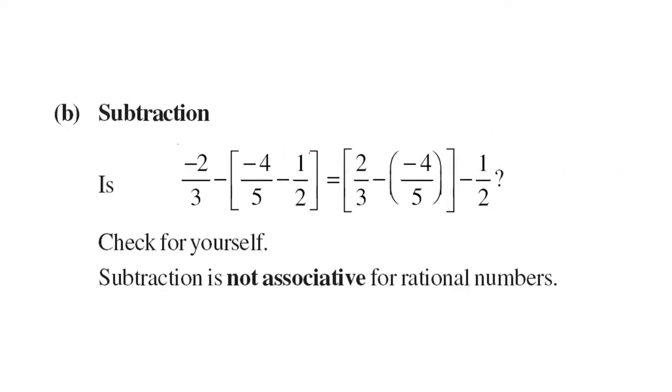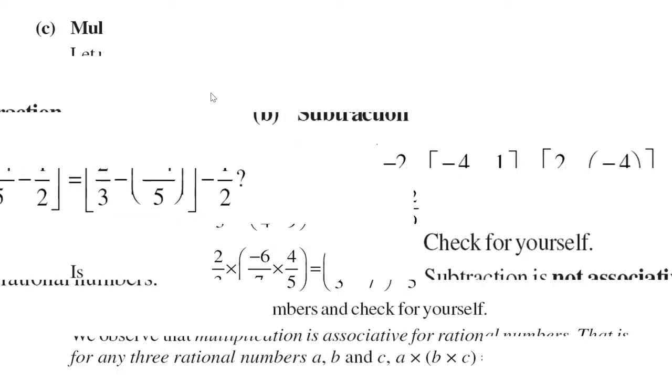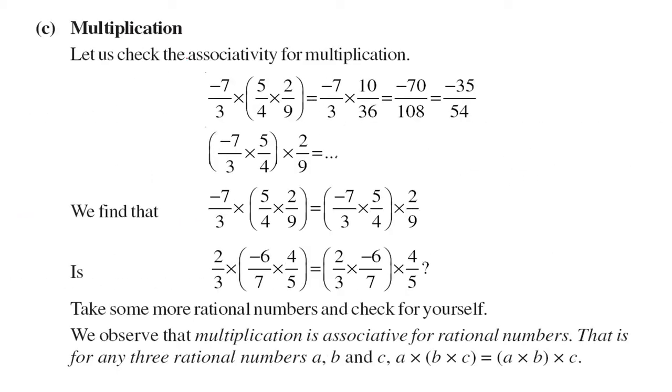When it comes to subtraction, you will clearly see in these two results that the results will be different. So subtraction is not associative with respect to rational numbers. When we come to multiplication, there will be no problem if you multiply these two together first, or these two together first, or a into c into b. It's not going to give you a different result. So multiplication is associative.